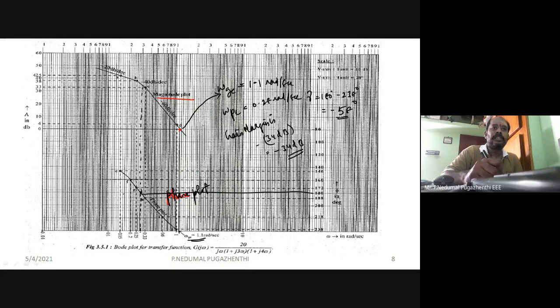Your phase margin is minus 58. Both are found to be negative, so the system is unstable. As both your phase margin and gain margin are found to be negative, it is going to be unstable.